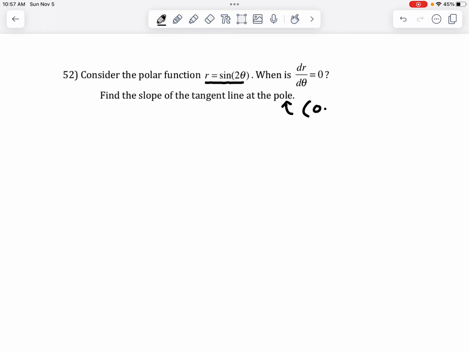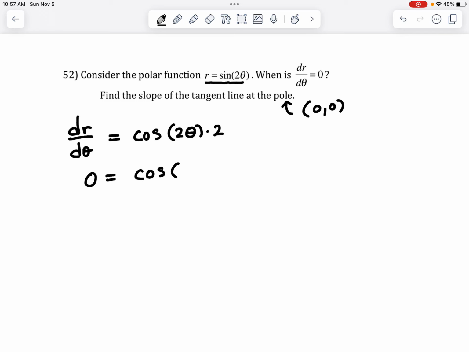So that just means the origin. All right, so where does dr d theta equal 0? So dr d theta, the derivative of sine is cosine. And then use the chain rule, say multiply by 2. And then set that equal to 0, which means we're really just finding out where the cosine function equals 0.